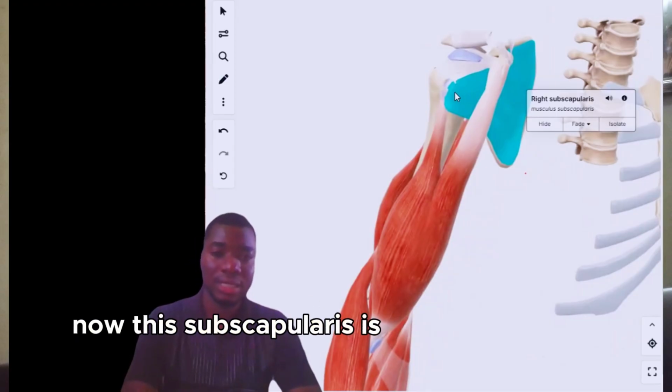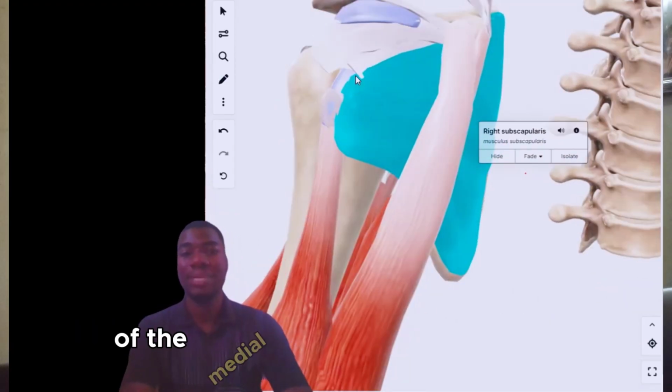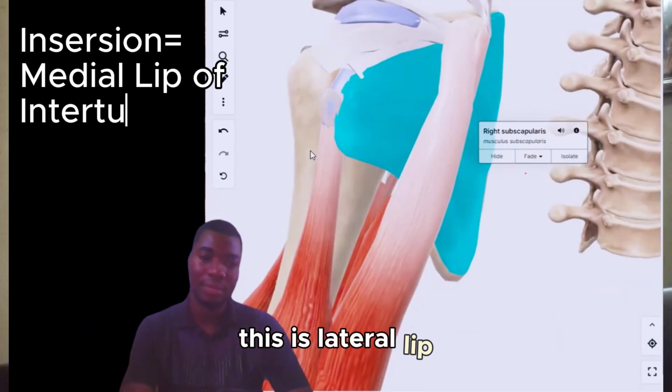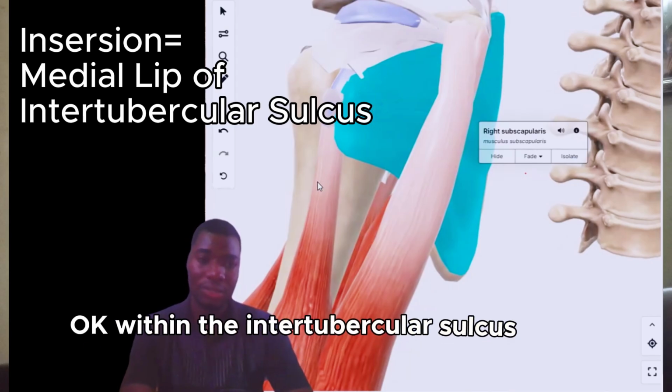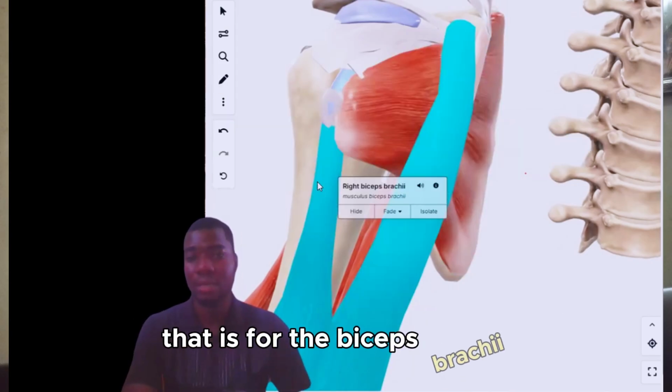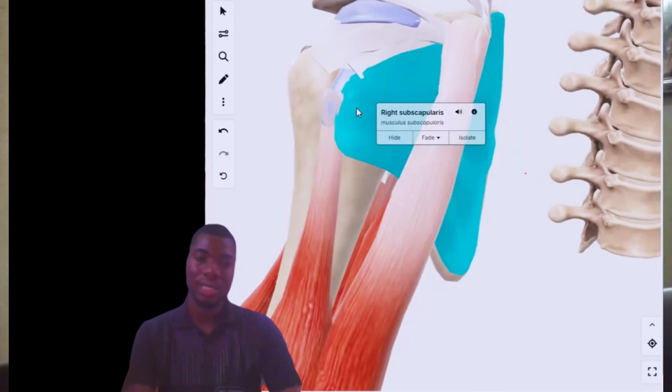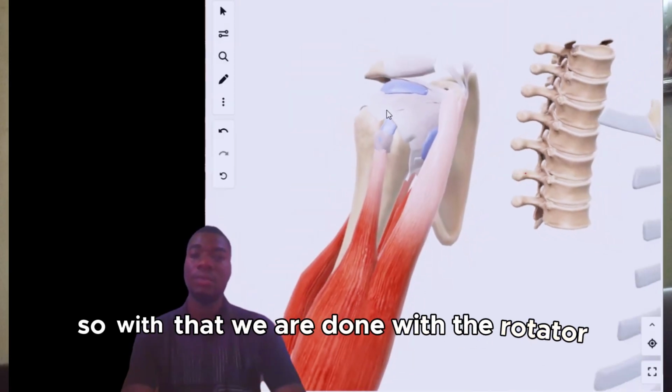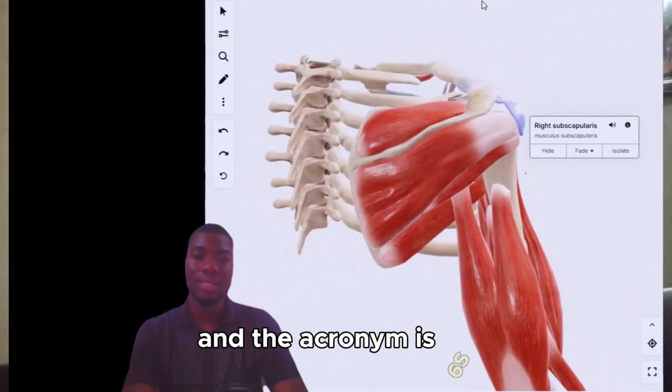Now this subscapularis is inserted into the medial lip. So this is the medial lip, this is the lateral lip. Okay, within the intertubercular sulcus is the tendon that is for the biceps brachii. So it is inserted on the medial lip. So with that, we are done with the rotator cuff muscles, and the acronym is SITS.